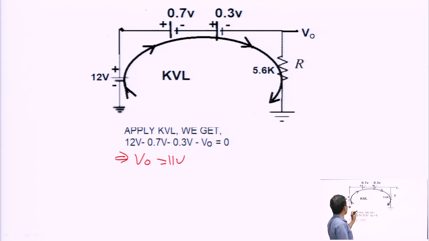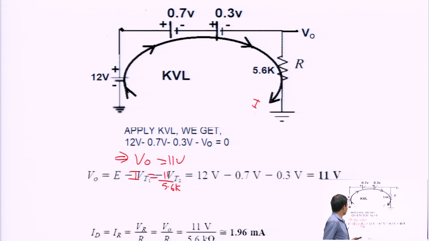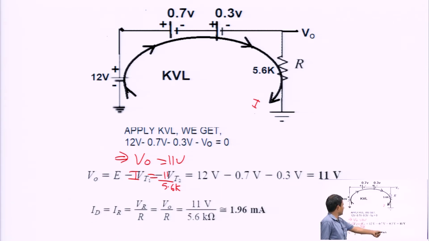What is the current I? If we want to calculate, the current I is equal to 11 upon 5.6 kilo ohm. So, this is the value of current. So, this is the series circuit. You can see this is the current: 11 upon 5.6 is 1.96 milliampere.